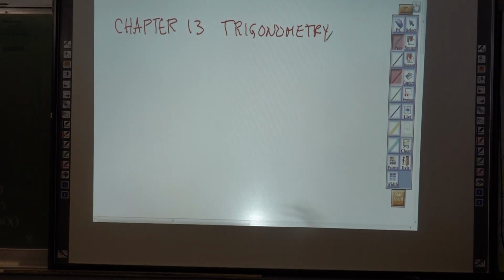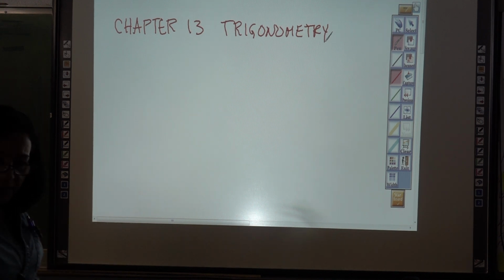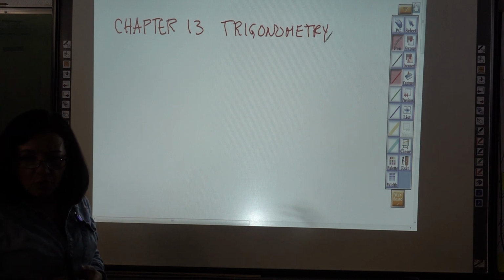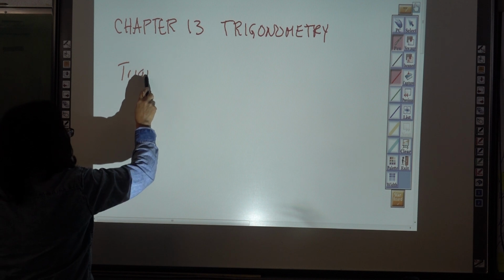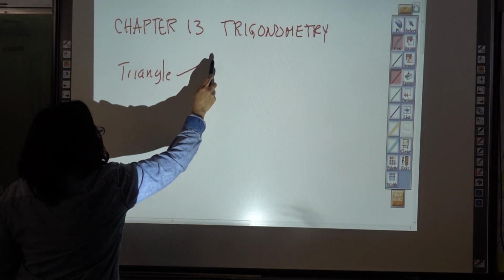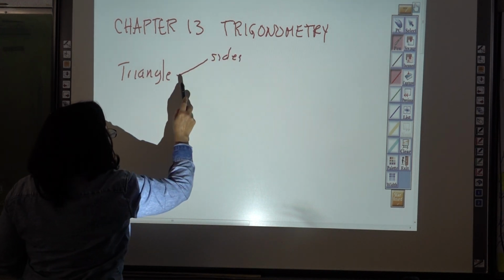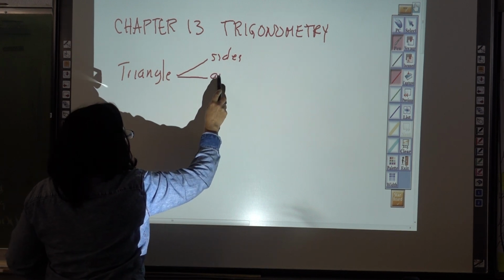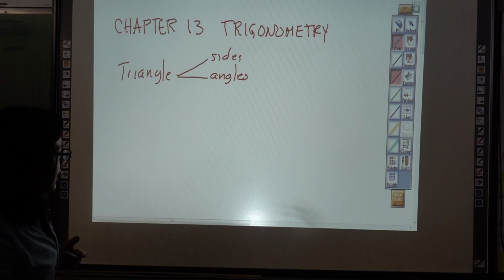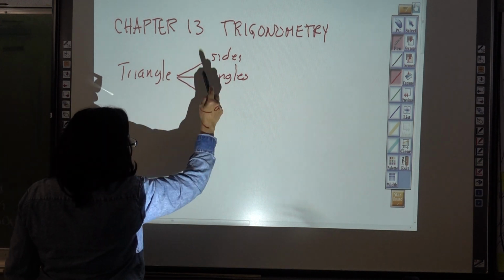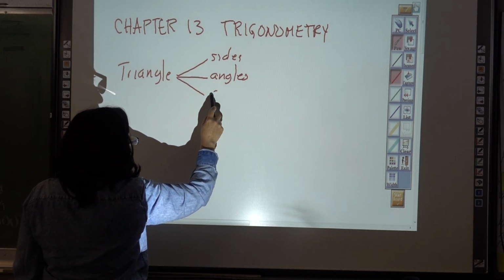We're going to start with chapter 13. In this chapter, we're going to study trigonometry, which deals with measurements of triangles. So we can be measuring triangles. We can measure the size of the triangles. We can measure the angles of the triangles, right? Or any relation in between size and angles.